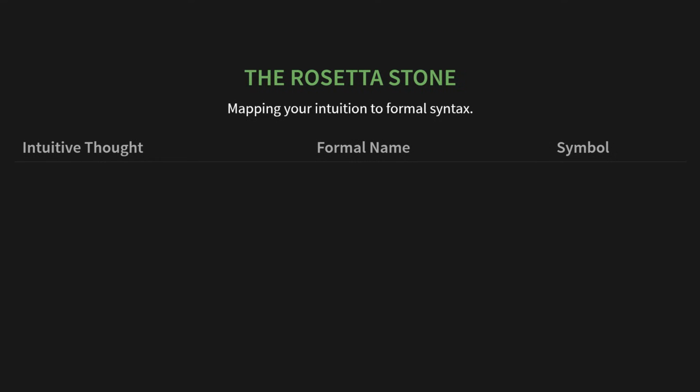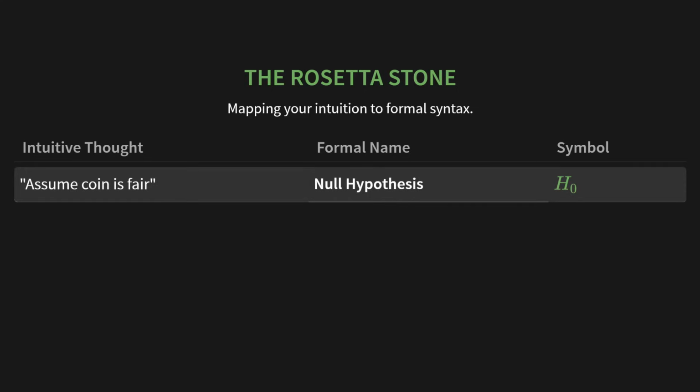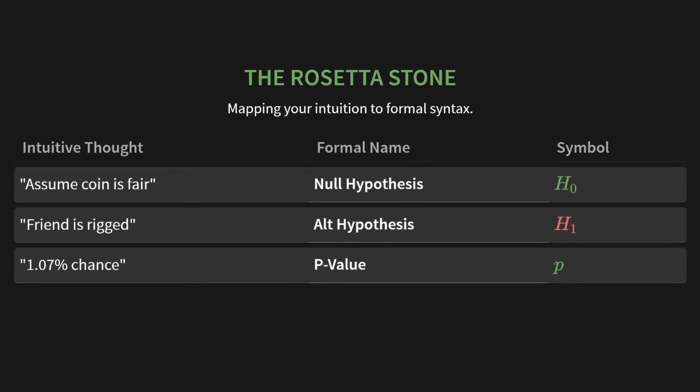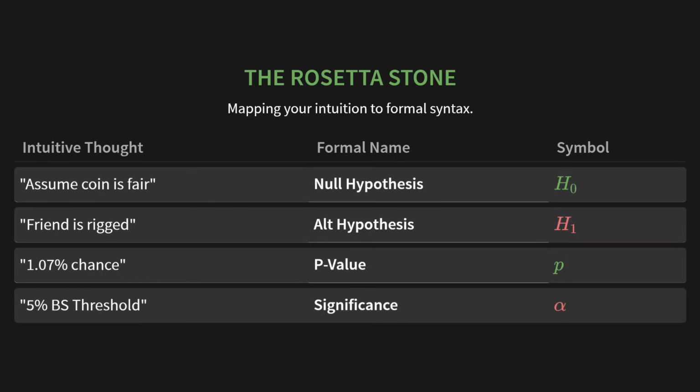This table here is like the Rosetta Stone, mapping your intuition to the formal syntax. That thought, assume the coin is fair, that's called the null hypothesis, or H0. The idea that your friend is rigged, that's the alternative hypothesis, or H1. That 1.07% chance we calculated has a special name, the p-value, represented by a lowercase p. And finally, your 5% BS threshold, that's called the significance level, represented by the Greek letter alpha.